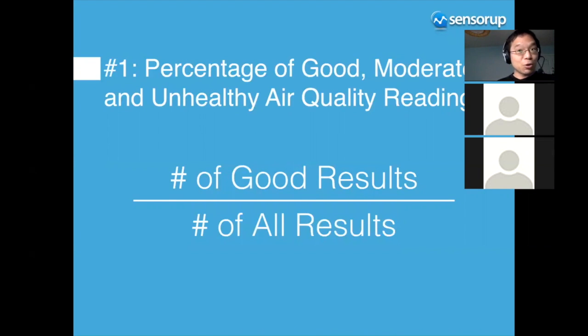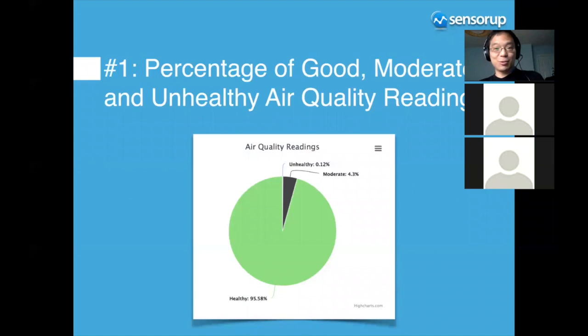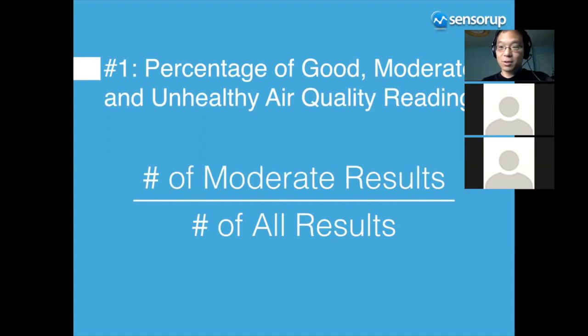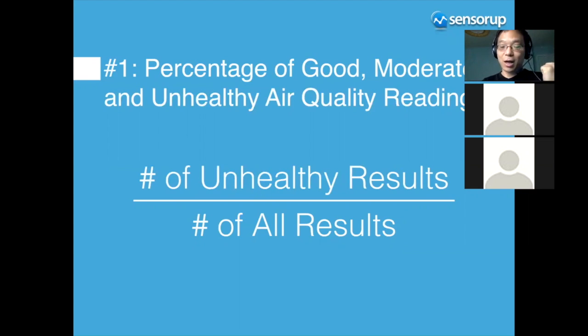In order to know the ratio of these, like 1.12% and 4.2%, basically what we need is the number of good results divided by the number of all results. So what do we need? We need the count. The same thing applies to moderate results and to unhealthy results.